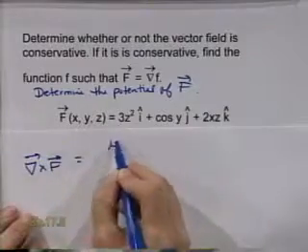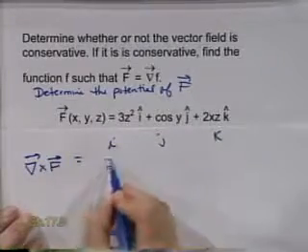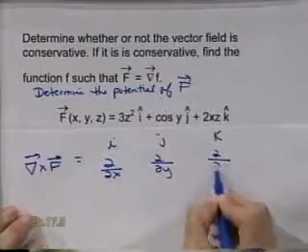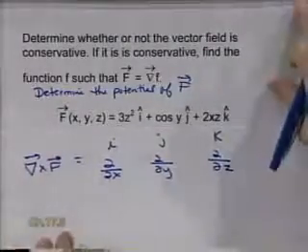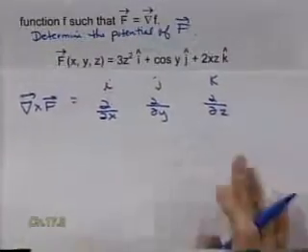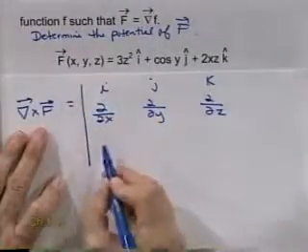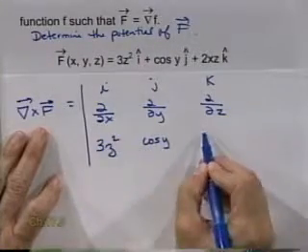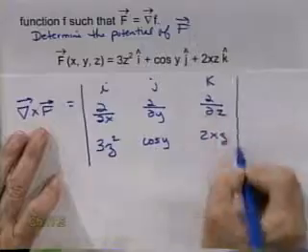what am I going to do? I'm going to go i, j, k. Across the middle row, it's partial with respect to x, partial with respect to y, partial with respect to z. And you need to practice. A lot of times students think they'll do a couple curls and they're done. No, no, no. You want to practice. So I get 3z squared for my x component, cosine y, 2xz.